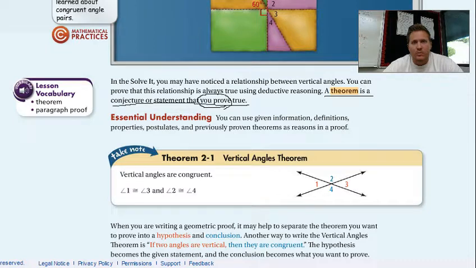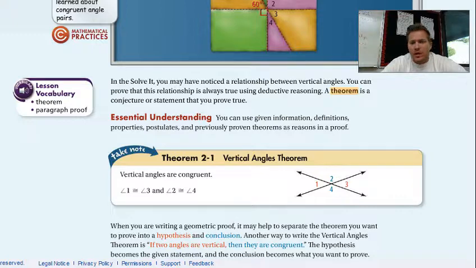And how do we prove a theorem to be true? Through our proofs. That's why we learn about proofs, so we can get our theorems. Our first theorem, and make sure you write this box down and have the picture drawn, is the vertical angle theorem. We talked about vertical angles. Angle 1 and 3 are congruent, and angle 2 and 4 are congruent as well. Theorems can always be proven true through proofs.